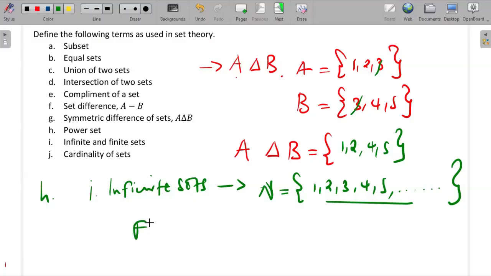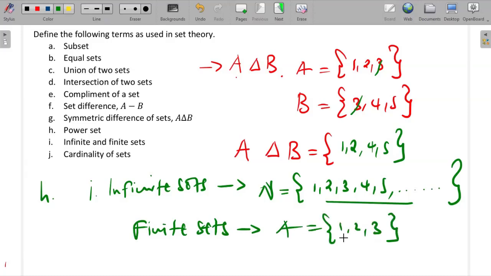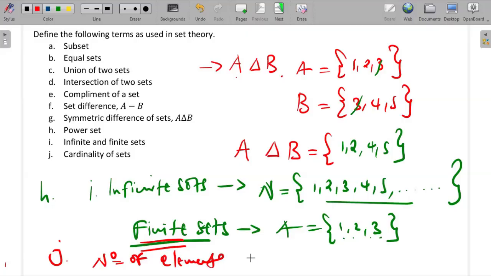Okay, what about finite sets? A finite set is a set whose elements are countable. So for example, A has 1, 2, and then 3. So you can count 1, 2, 3. So this is a finite set. Okay, so those are the definitions. And then the last one is the cardinality. Cardinality simply means the number of elements in a particular set.